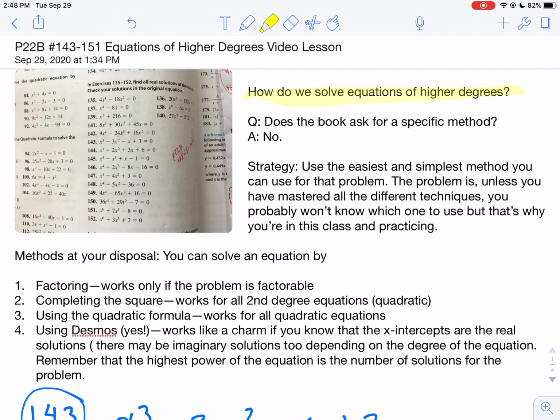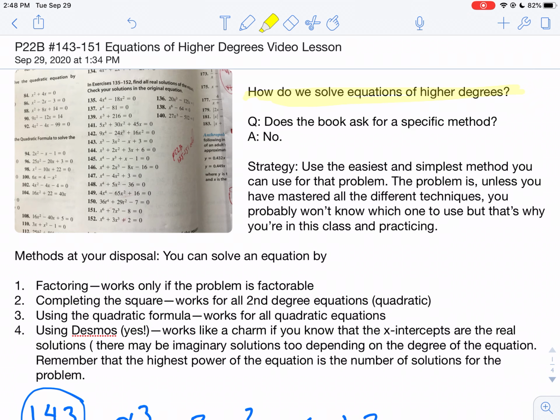Basically, I read that because I want to know if I am allowed to use any methods, and the answer is I can use anything I want because it did not specify which method to use. Okay. So what is the strategy? Again, if they don't specify anything, then you are going to use the easiest and simplest method that you can think of for that problem. Okay, for as long as it works, you can use it.